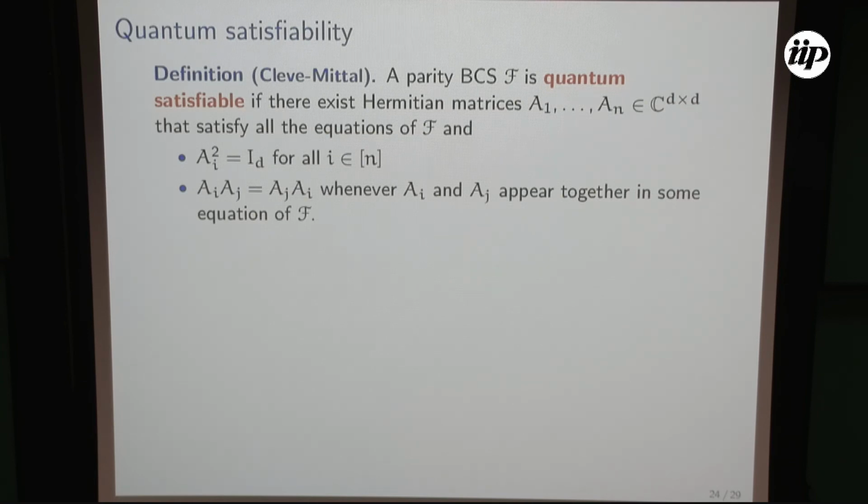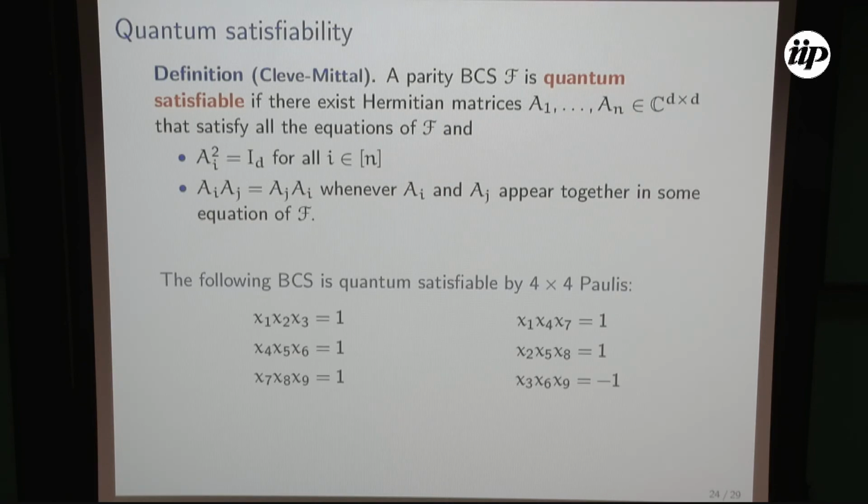But our operator solution needs to satisfy some properties. So first, we're going to assign operators to our variables rather than just plus minus 1, right? So we want the eigenvalues of all the operators to be plus minus 1. In other words, they square to identity. And also, if you have two operators which appear together in some equation, then you want them to commute. The physical reason is that you want to think of these things as observables, and you will want to jointly measure them, and for that, we need them to be commuting.